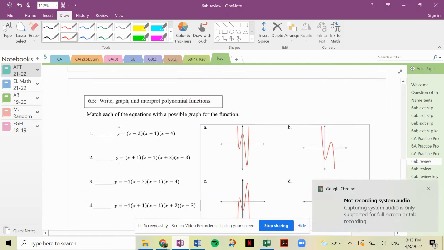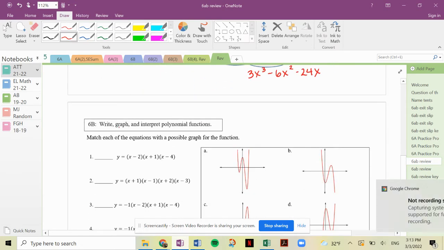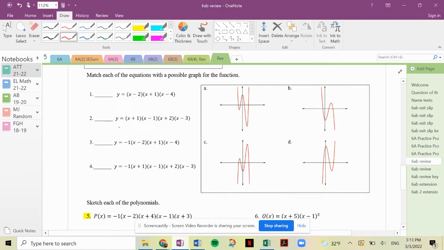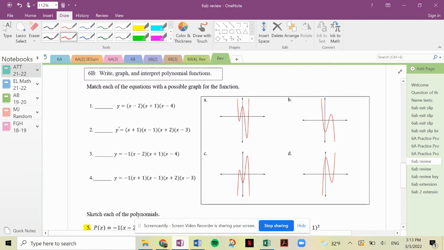All right, this video is for the 6B section, writing, graphing, and interpreting polynomial functions. What's really important here is that we recognize the degree as well as the leading coefficient. It helps me to think about a little chart here: odd degree, even degree, positive leading coefficient, negative leading coefficient, and what our end behavior looks like.